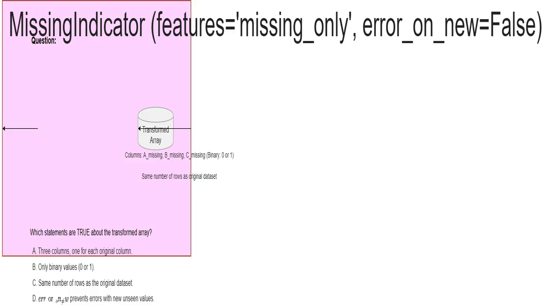I use the MissingIndicator function with 2 key settings. features equals missing_only tells it to only create new columns for columns with missing values. error_on_new equals False makes sure I don't get errors if I later use it on new data with values it hasn't seen before.